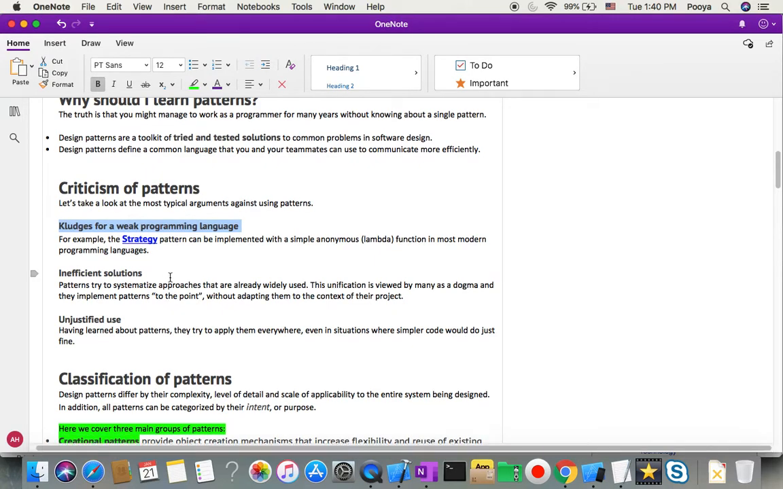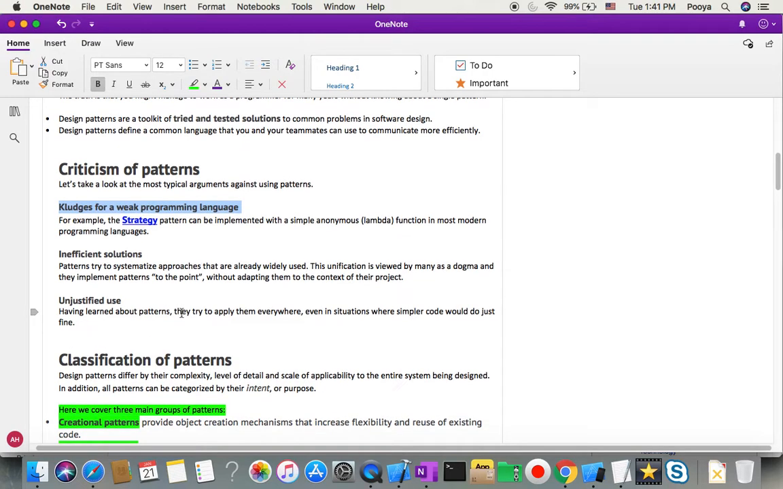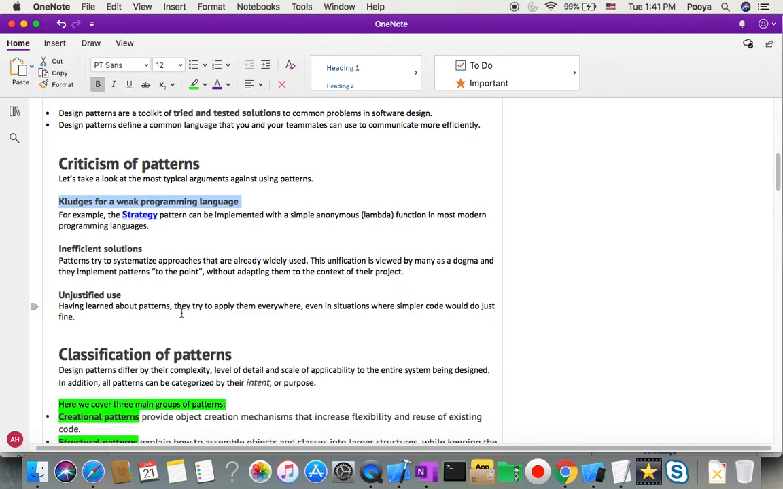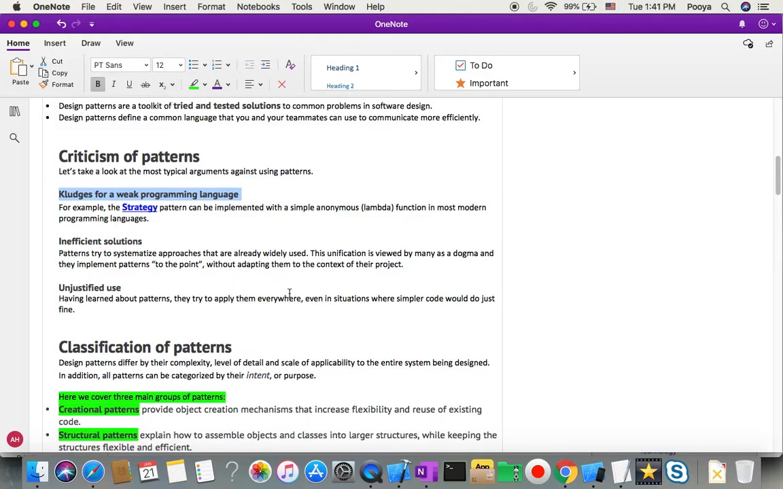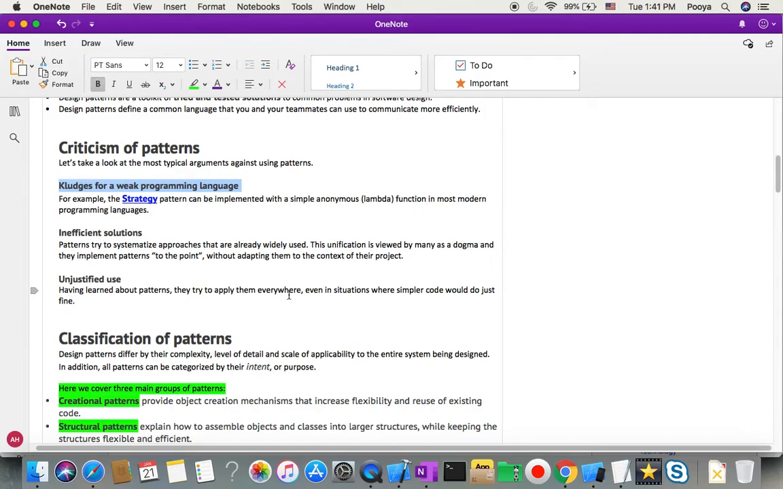Inefficient solution. Sometimes this solution cannot fix the problem because you need to adapt it to the context of your project. If you don't, then it's going to be inefficient. Unjustified use.